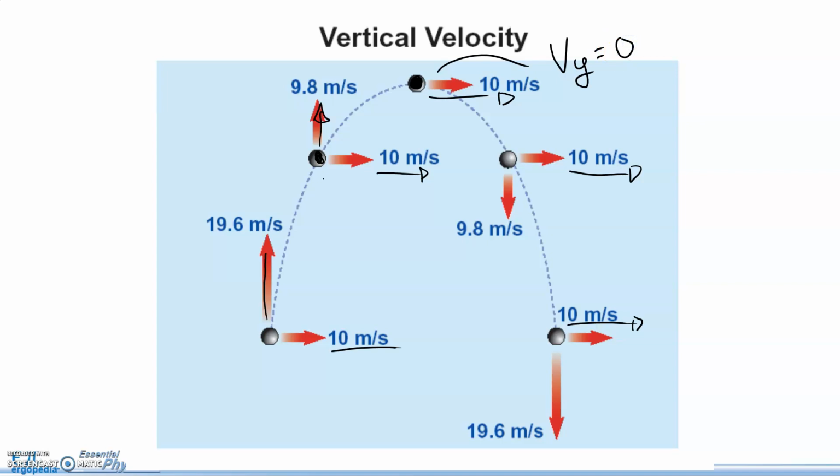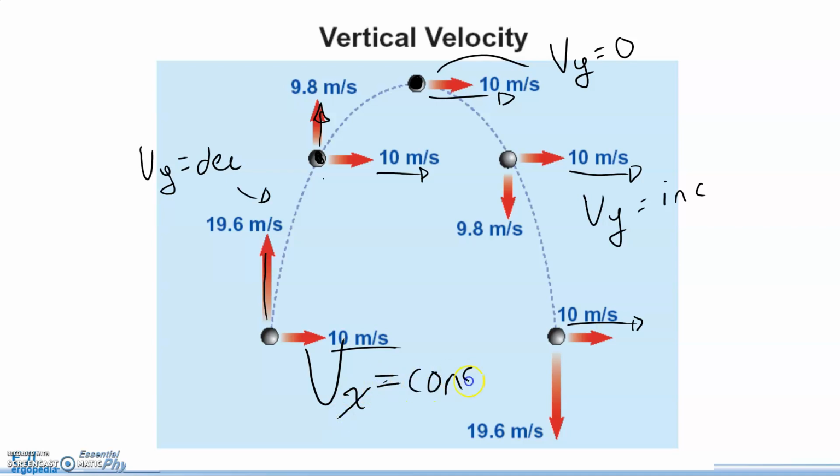And then it picks up speed. Right here, the velocity in the y is increasing. Right here, the velocity in the y direction is decreasing. The whole time, the velocity in the x direction is constant. So these two, the velocity in the y and the velocity in the x, are independent of each other.